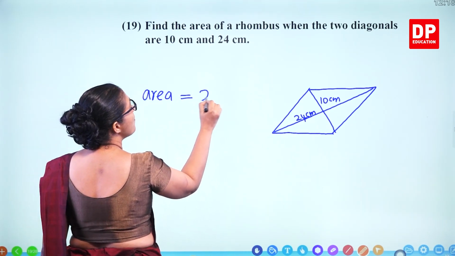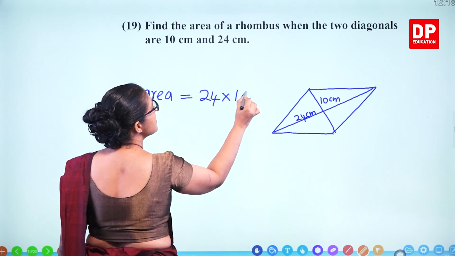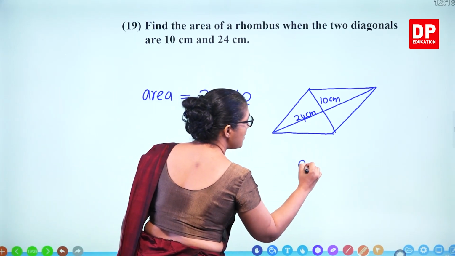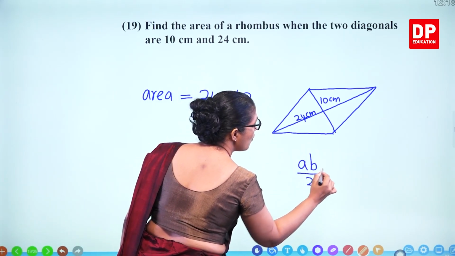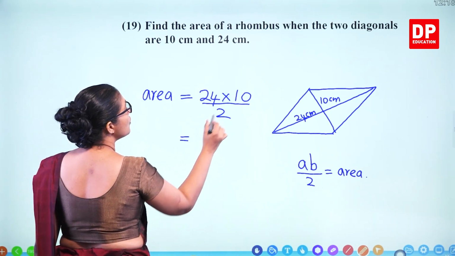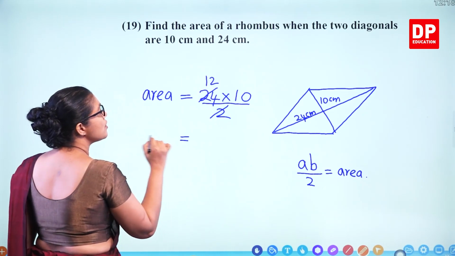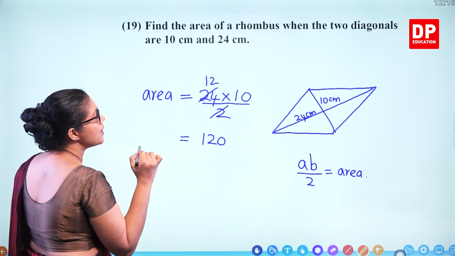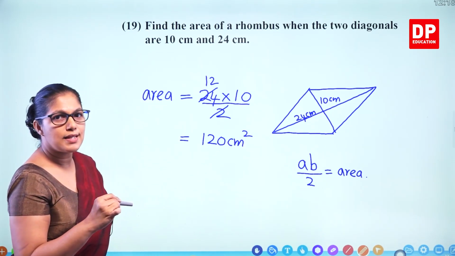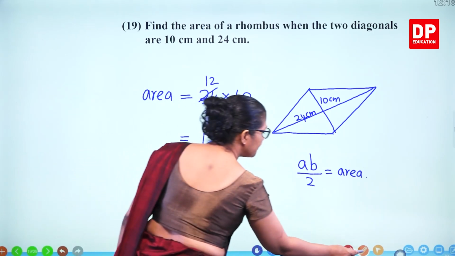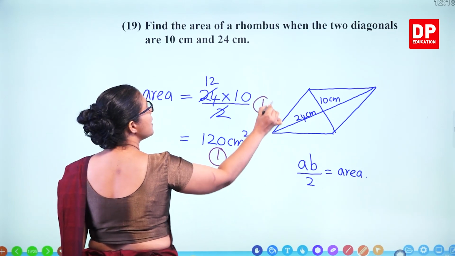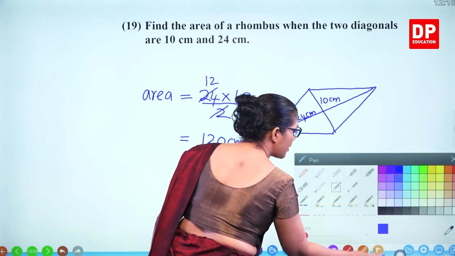What's the area of the rhombus? Multiply the two diagonal terms and divide it by 2. If A and B are the diagonals, AB over 2 is the area. So you get 2 times 12 is 24, so 120. This is in centimeters, so area becomes square centimeters. So 2 marks. 1 mark for the method and 1 mark for the accuracy.